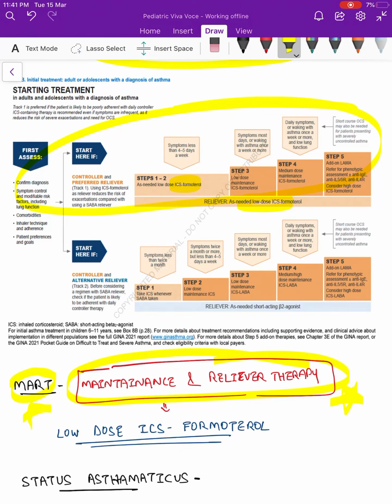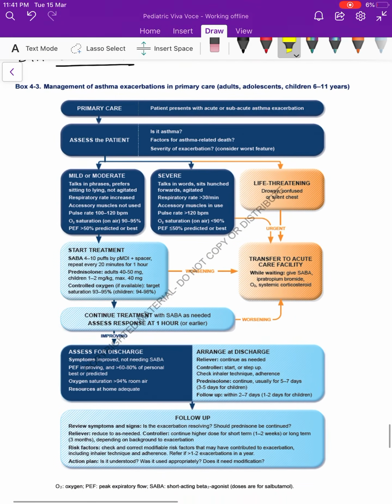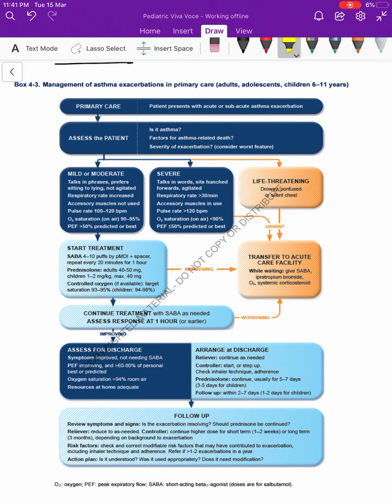Be aware of this maintenance and reliever therapy, that is low dose inhaled corticosteroid and formoterol. Fine, and these are the step 1, step 2, step 3, step 4 and step 5. Be aware of what the symptoms are and what the treatment of choice is. Go through this algorithm. Next is management of status asthmaticus. Again, this is the next algorithm.